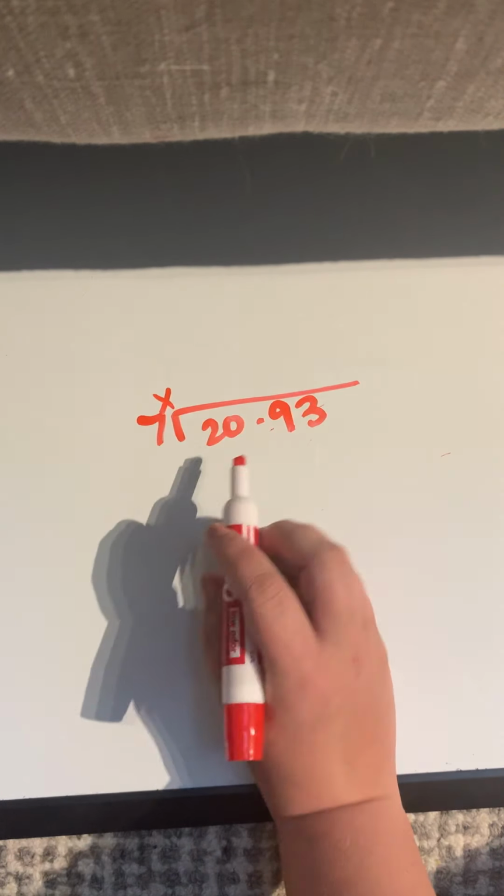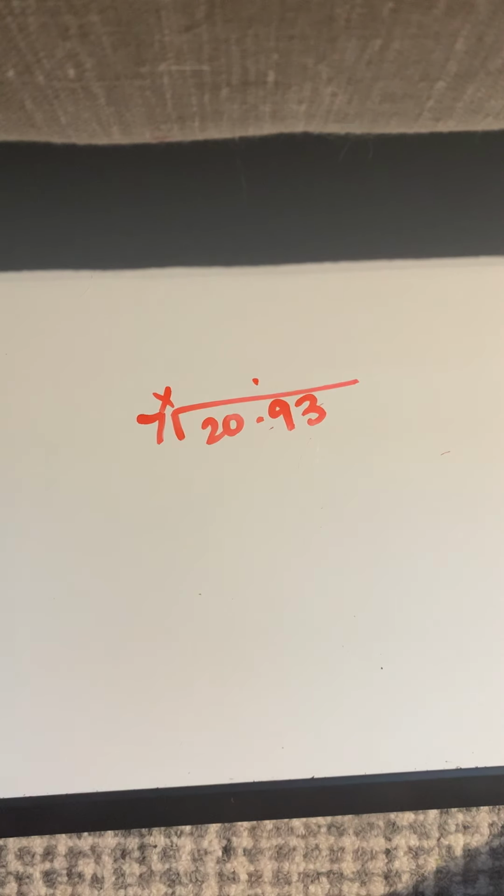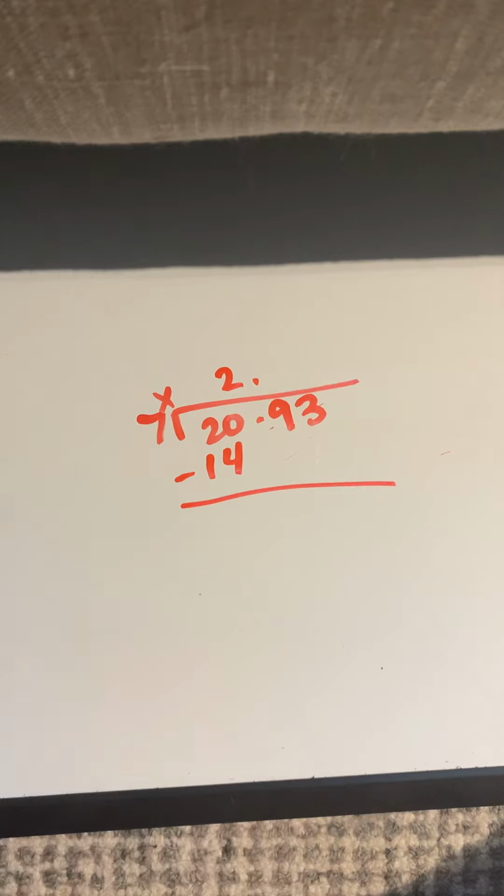Excellent job, guys. So I already know that 7's not going to go into 2, so I'm just going to bump over here. I'm going to put my decimal at first. 7 times what gets me close to 20? Well, 3, 7 times 3, that would give me 21. Oh, that's 1 over. I can't do that. So 7 times 2, let's do that. 14. Okay. Remember, I'm not bringing the decimal down.